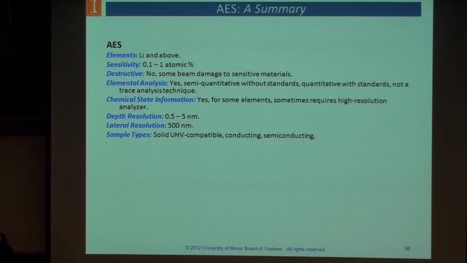It's not significantly damaging, but for some materials, such as metal oxides, electron stimulation can desorb the oxygen from the material just by exposure to electrons, or decompose other electromagnetic materials. Auger is good for elemental analysis, semi-quantitative without standards. Chemical state information is available for some elements, but requires a higher resolution analyzer than we have. And because it's a multi-step process, the line shapes can be quite complicated. Lateral resolutions are submicron or 7 nanometers, depending on the type of standard you have.